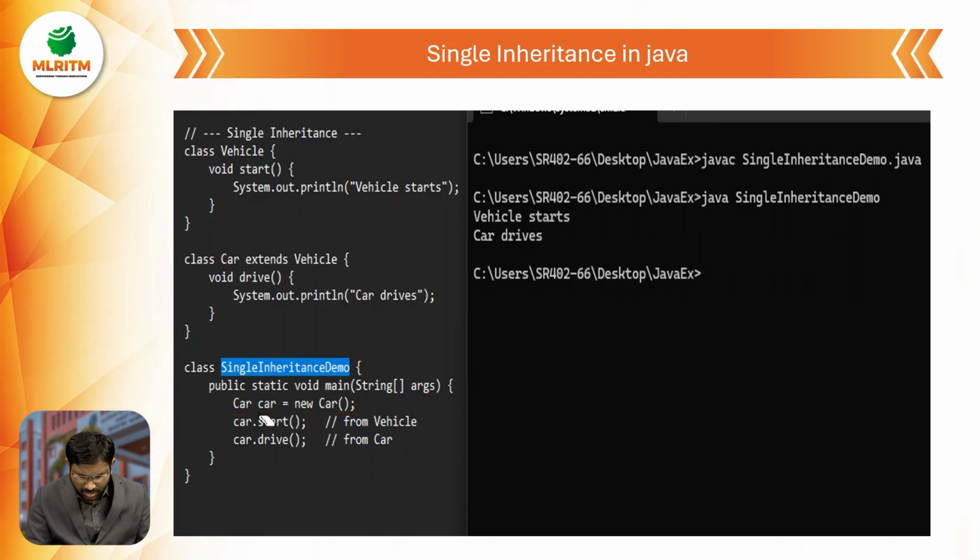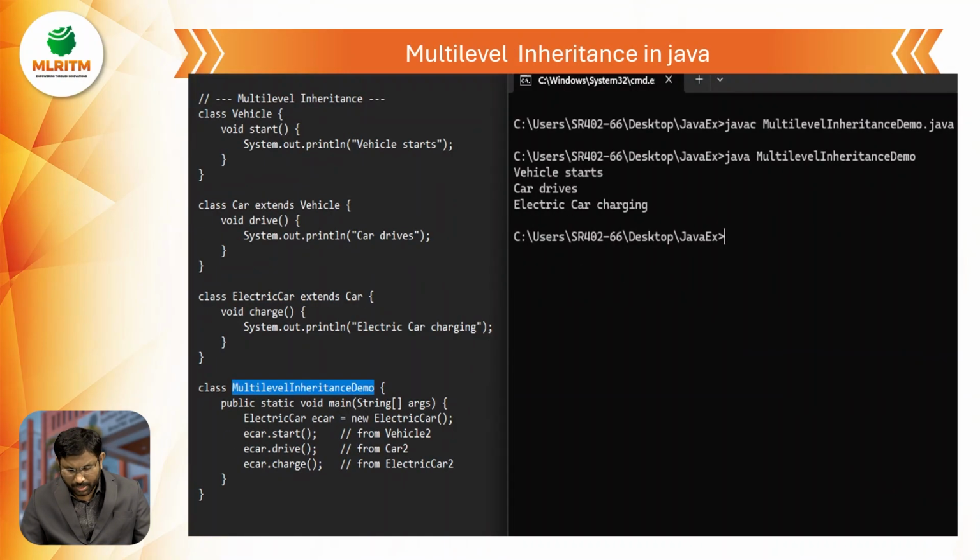This is the program and output for single inheritance. Next, I will explain the concept of multi-level inheritance. With the help of a block diagram, I have explained multi-level inheritance. Now, I will explain the concept of multi-level inheritance with the help of a program and output.